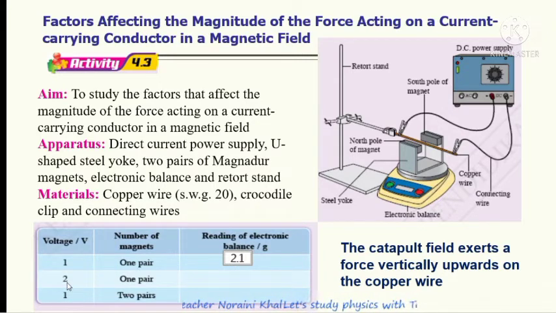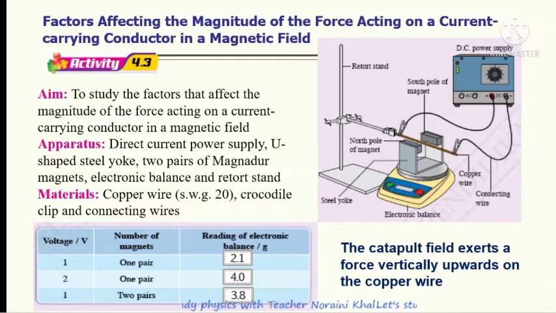Let's increase the voltage to 2 volt. Same number of magnets, 1 pair. The reading becomes 4.0 gram. And then we decrease the voltage to 1 volt, but now we change the number of magnets to 2 pairs. The reading becomes 3.8 gram. As you can see from here, when there is an increase in voltage, there will be an increase in reading of the electronic balance. Same thing, when there is an increase in number of magnets, the reading of the electronic balance also increases. So what exactly caused the reading of the electronic balance to increase?